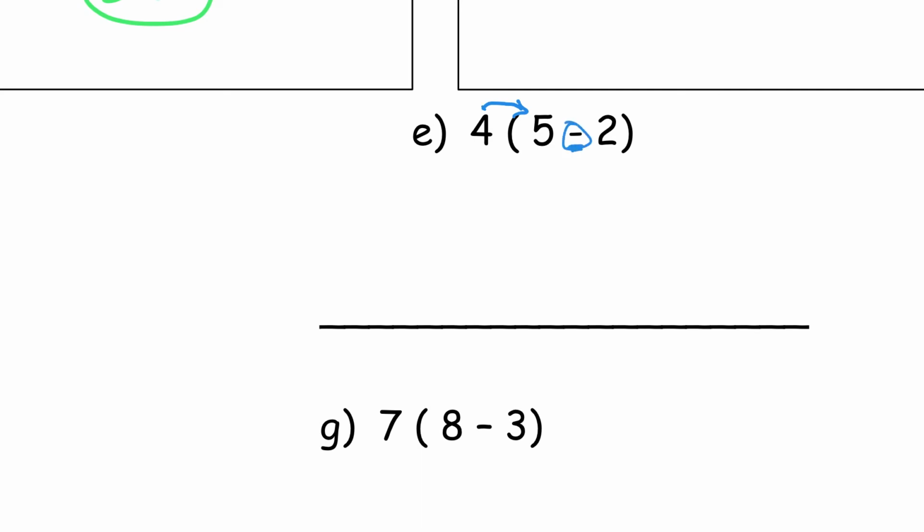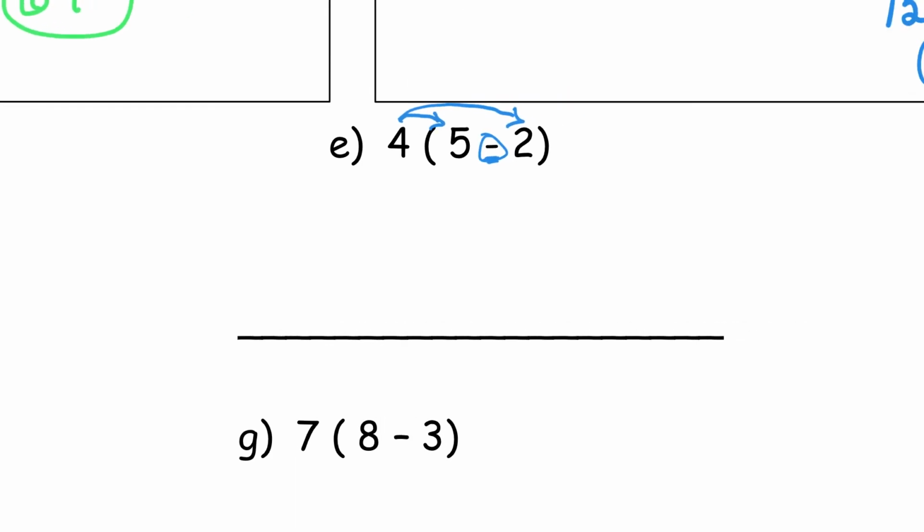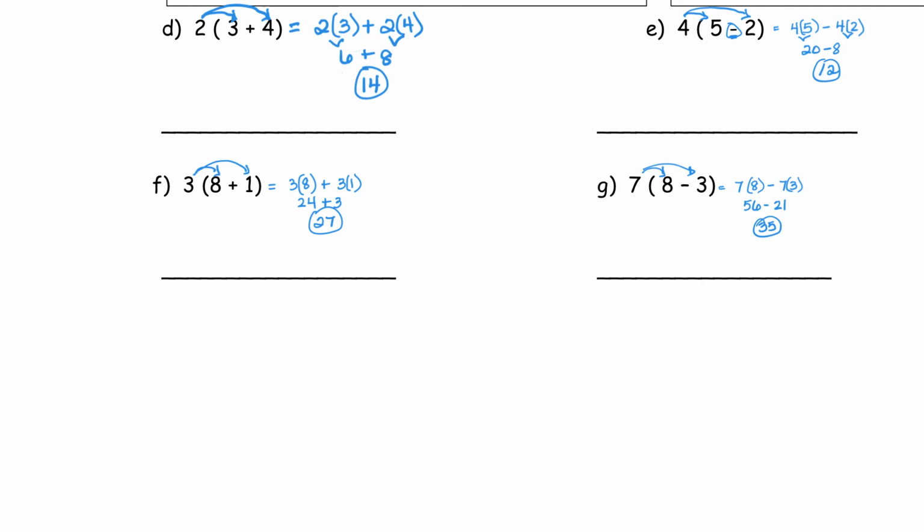Be really careful. And then we have minus 4 times 2. So we'll take a look at that. 4 times 5 minus 4 times 2. 4 times 5 is 20, minus 4 times 2 is 8. 20 minus 8 is 12. I'm going to ask you to try the remaining problems on your own now. And there are the answers for letter F, which is 27, and G, the answer is 35.